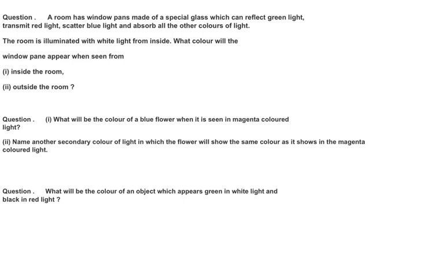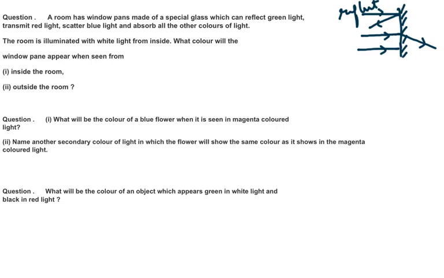A room has window panes made of a special glass which can reflect green light, transmit red light, scatter blue light and absorb all the other colors of light. Okay, one more thing. If this is a plane surface, and you are giving it a light, or a ray maybe, there are three possible phenomena. It can reflect, it can transmit, or it can absorb. Okay, reflect, this is a reflection.